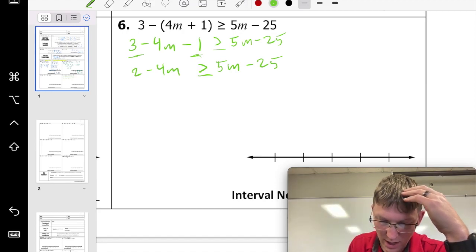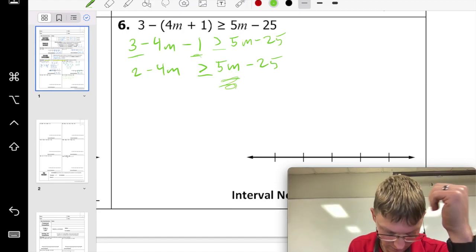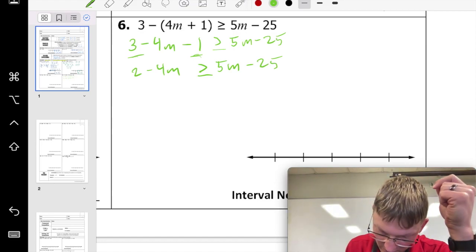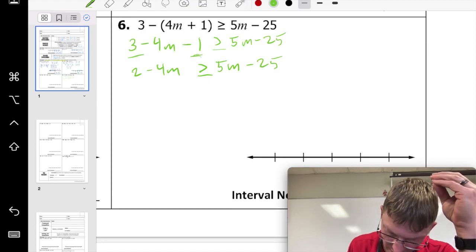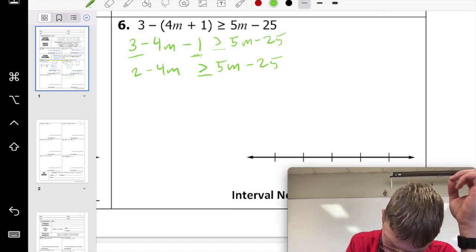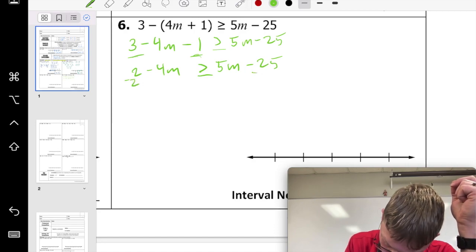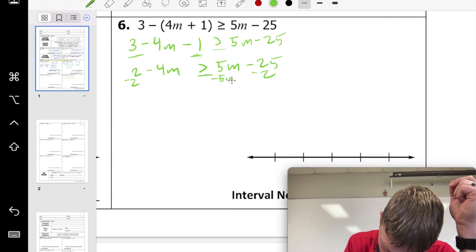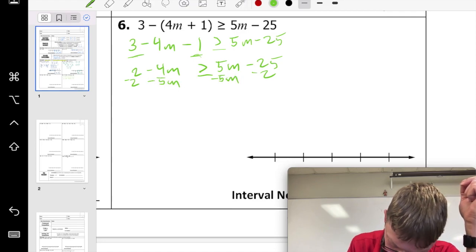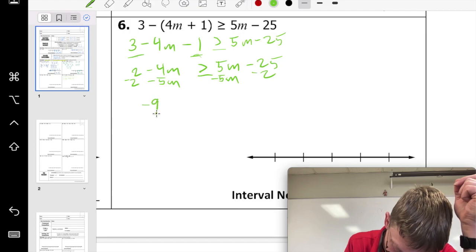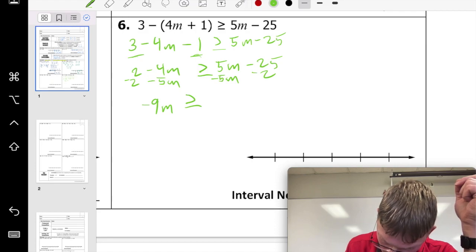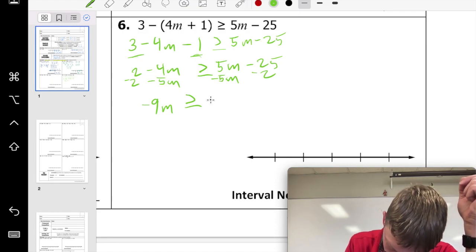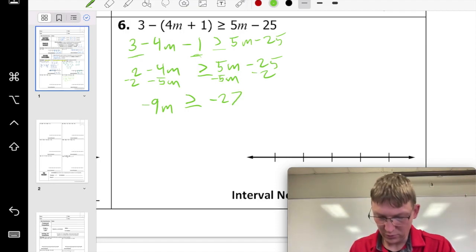See, I'm already thinking in my head how can I just keep this number positive? But just for funsies, we'll move all of my m's over to that side, and then all my other numbers to the other side. So we're going to have minus 2 on both sides, minus 5m on both sides. Got negative 9m and negative 27. Makes me feel bad. I thought it was 26 for a second.